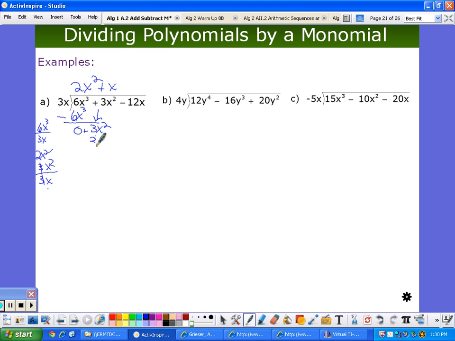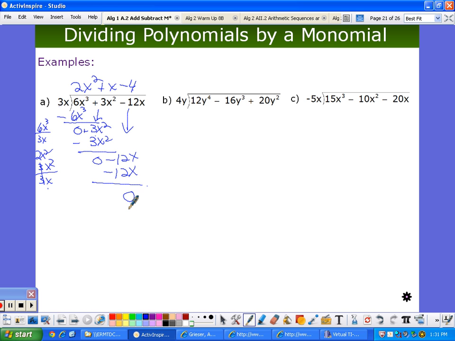So again, do your multiply step. X times 3x, I get 3x squared. Subtract step. Bring down. When you bring down, remember that sign. That's a minus 12x. 3x times what is minus 12x? Negative 4. Negative 4 times 3x is negative 12x. When you subtract, you get 0 remainder.